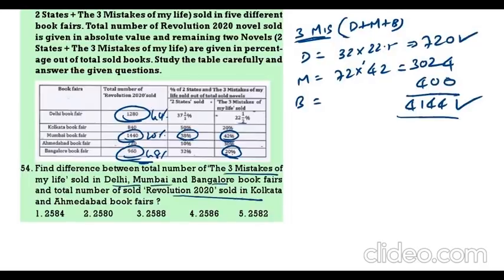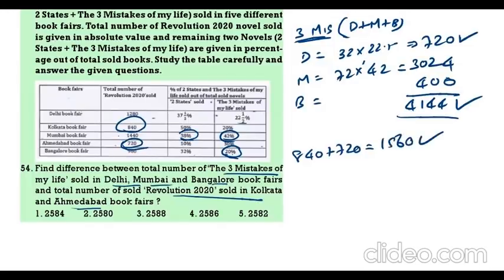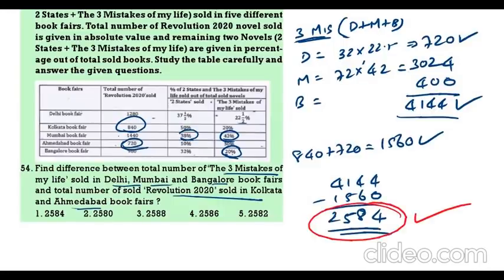Now Kolkata and Ahmedabad. Kolkata 840, Ahmedabad 720. So 840 plus 720. What is 840 plus 720? 1560. This is one value. We have to find the difference, 4144 minus 1560. This is 2584. 2584. Next question.